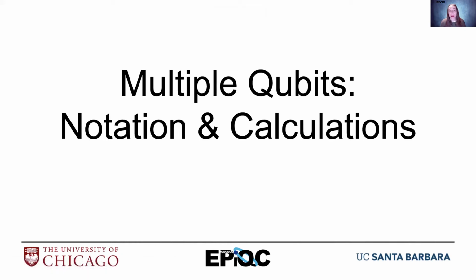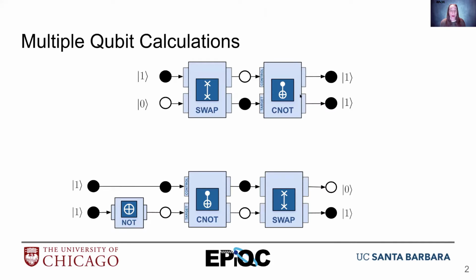All right, now we're ready to see how to calculate multiple qubit calculations. We already did this in the visual representation, but now we need to learn how to do it with the mathematics because the visual representation is limited in how many states it can express. So let's look at these examples and look at the process.